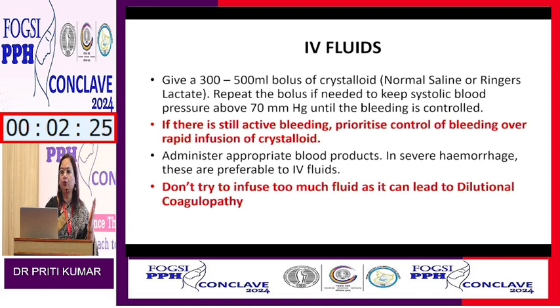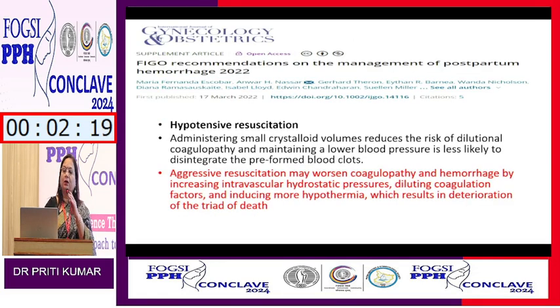IV fluids, again, the concept has changed. Don't over-infuse the patient. Try to replace with blood and blood components. Don't try to over-infuse, because aggressive resuscitation may worsen coagulopathy and hemorrhage by increasing the intravascular hydrostatic pressure. So try to just keep the blood pressure above 80-90 and try to find out the cause of the bleeding and replace it more by blood rather than giving too much fluids.